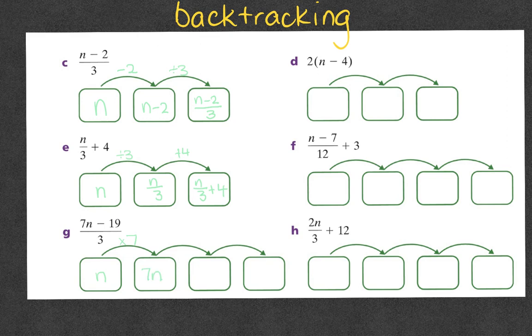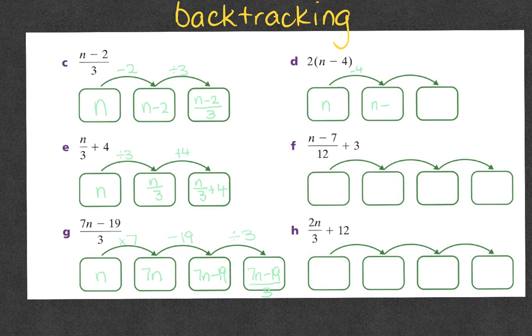7 times n gives us 7n. Then we subtract 19. 7n minus 19. And then we divide by 3. To get 7n minus 19, divide by 3. And then to work that out, we go backwards. We multiply by 3, we add 19, and then we divide by 7.